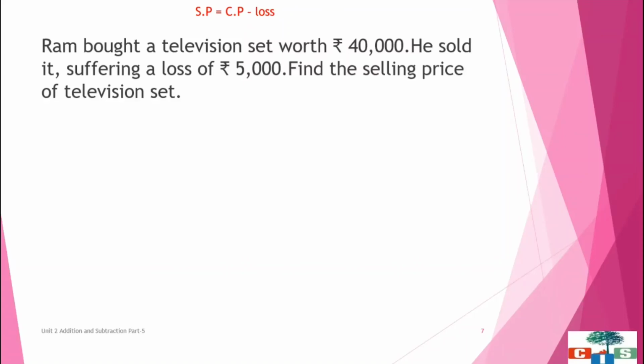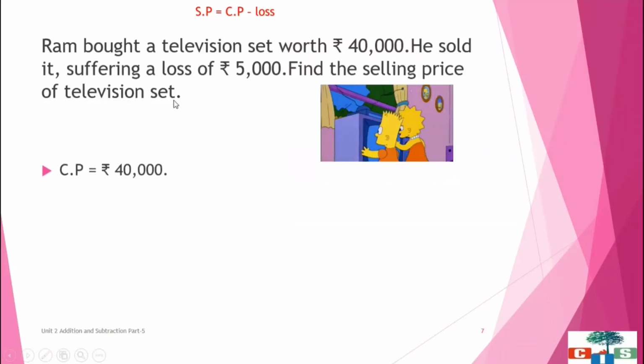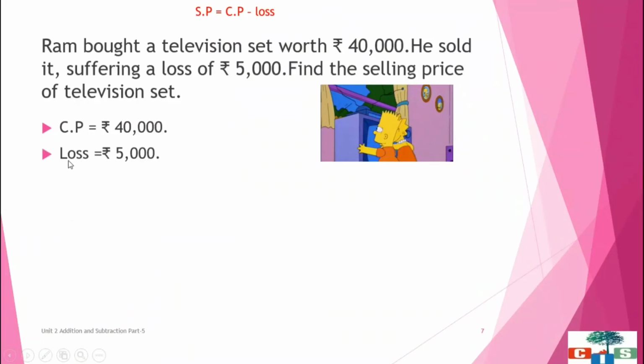We need to find the selling price of the television set. Let's start with what is given in the statement. First we will write that cost price is equal to 40,000. Loss is equal to 5,000. Okay, now what we need to find? We need to find the selling price.